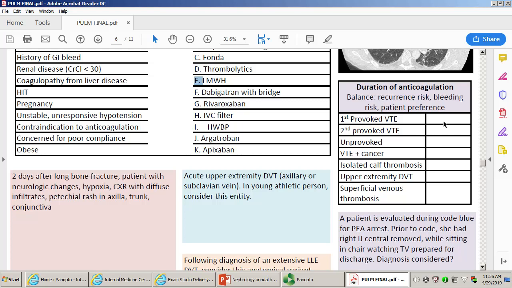Reversal agents. So this is number 7 on the bonus sheet. Reversal agents for patients on anticoagulation who are having life-threatening bleeding. So for warfarin, vitamin K plus, more importantly, FFP. Oh, just kidding, that's the trap. The trap is FFP.